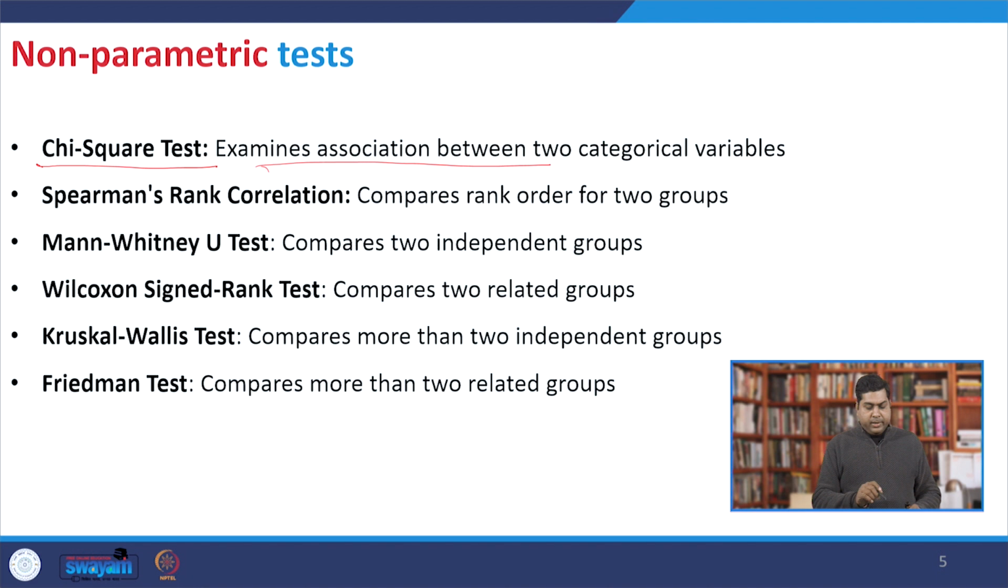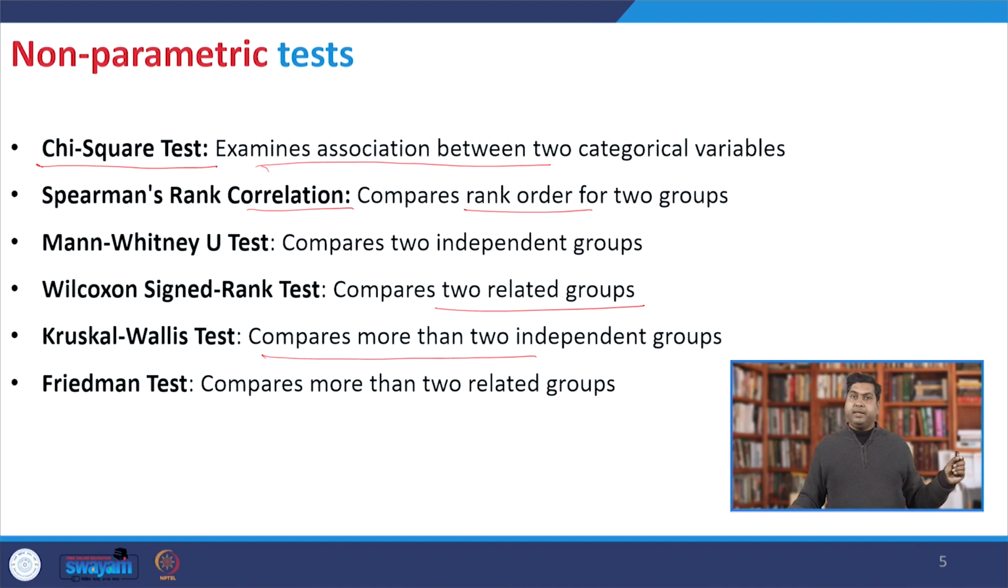Spearman rank order correlation, this is another good non-parametric statistical test which can compare the rank order of two groups. So whether they are really talking something different or there is some sort of strong association. Mann-Whitney U-test also compares two independent groups, and Wilcoxon signed rank test compares two related groups. Kruskal-Wallis compares more than two independent groups.